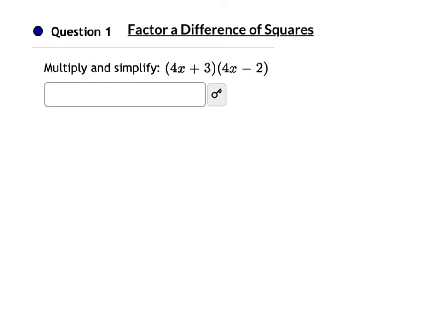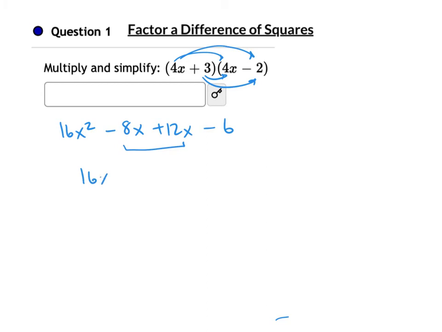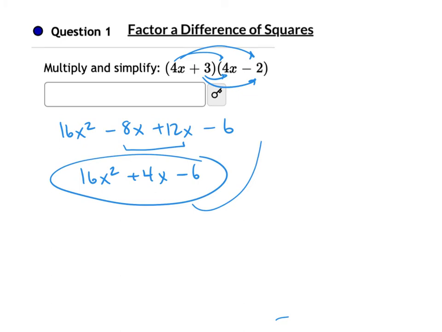The rest of this video is questions from your assignment, and we start off with some review. Here's a FOIL question again. When you FOIL, think of it like the distributive property. 4x times 4x is 16x squared. 4x times negative 2 is negative 8x. Watch the signs. Positive 3 times 4x is positive 12x. And positive 3 times negative 2 is negative 6. Simplify the middle. You get 16x squared plus 4x minus 6. Notice that this is a standard form. And if you factor it, it would make that.